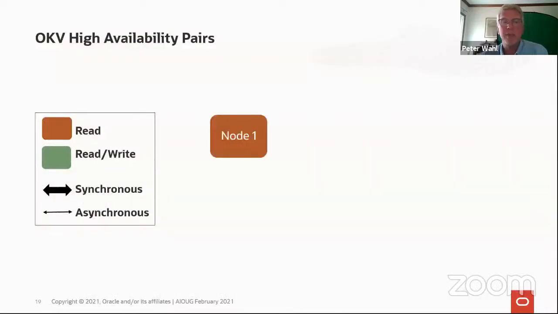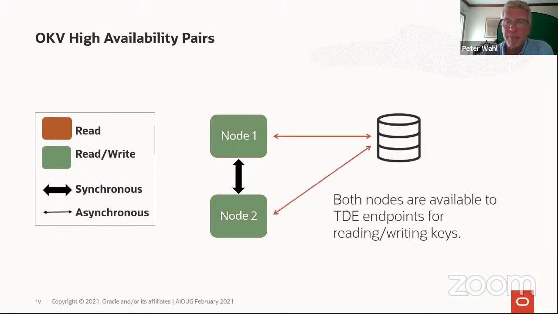I talked about the read-write nodes. So when you build an OKV cluster, you install 2 standalone OKVs and you pair them. And that gives you the first read-write pair, right? The big fat arrow between them is synchronous replication. So node 1 and node 2 is a read-write pair.